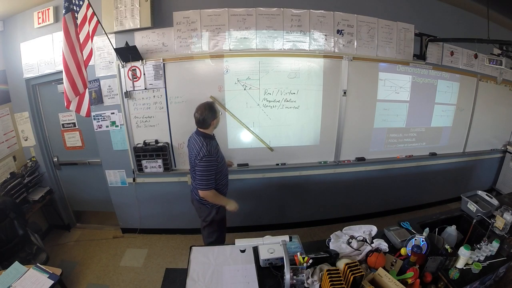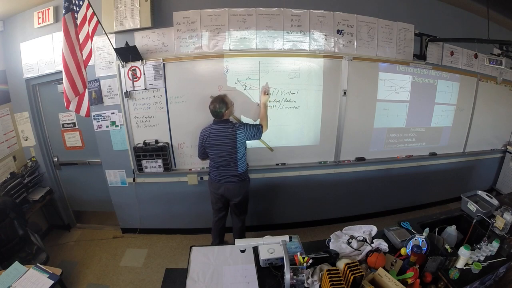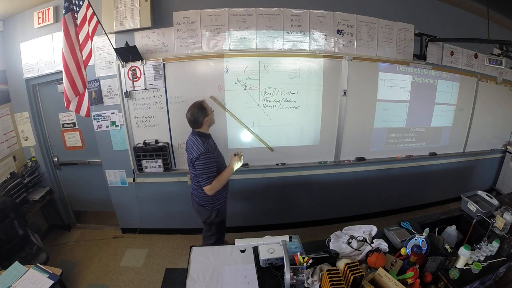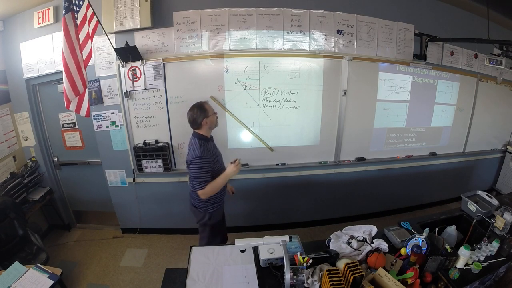So let's pick what our image is. Is it real or virtual? Real. Exactly, it's real, because in a mirror, this is the real side, this is the virtual side. Is it magnified or reduced? Magnified. Isn't it reduced? It's reduced.